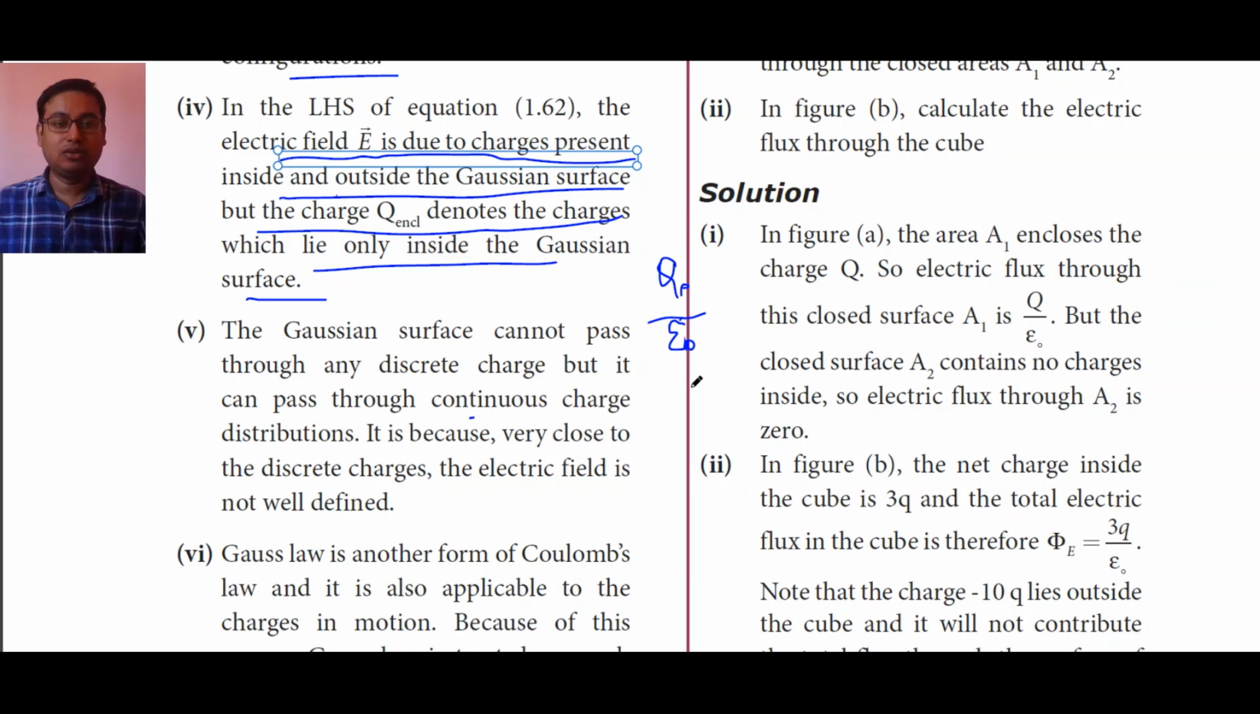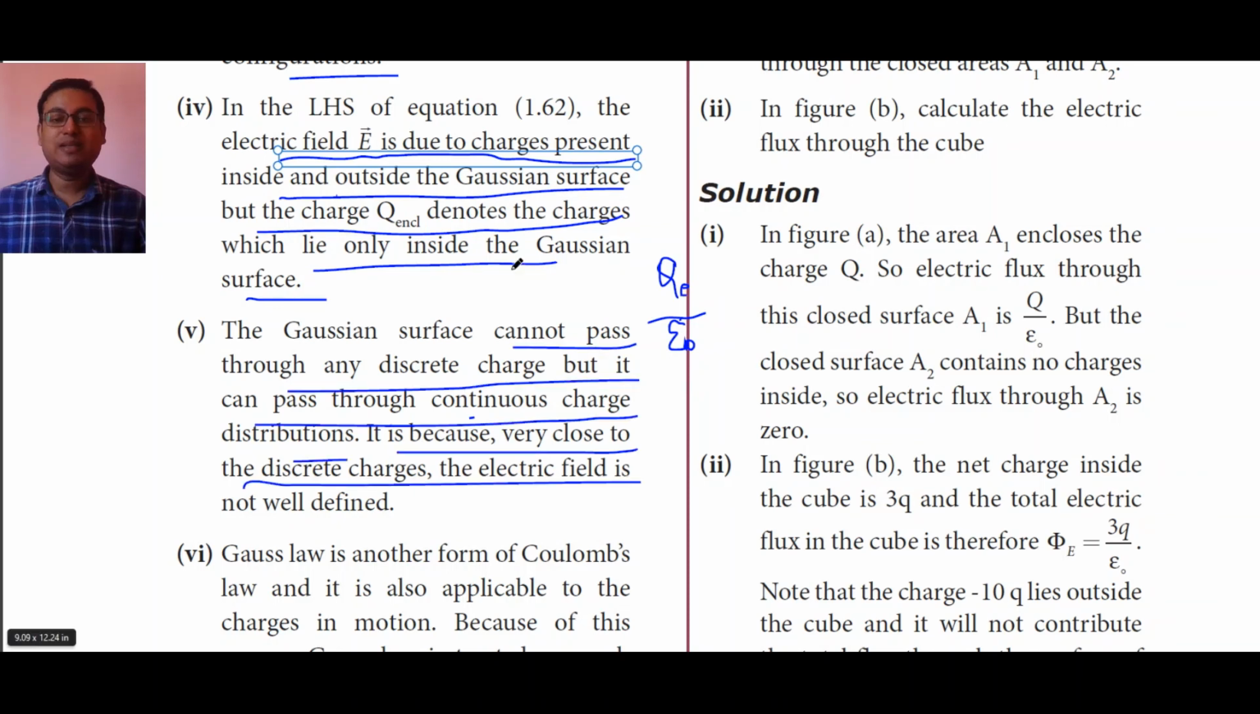The Gaussian surface cannot pass through any discrete charge, but it can pass through continuous charge distributions. It is because very close to the discrete charges, the electric field is not well defined. That means if we take a charge and we take a region which is too close to it, we cannot.